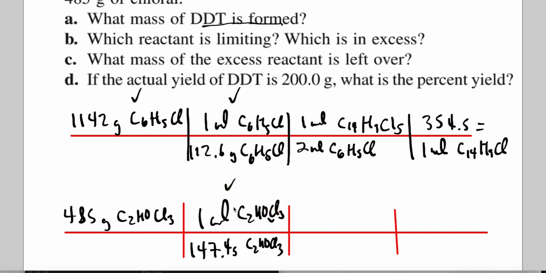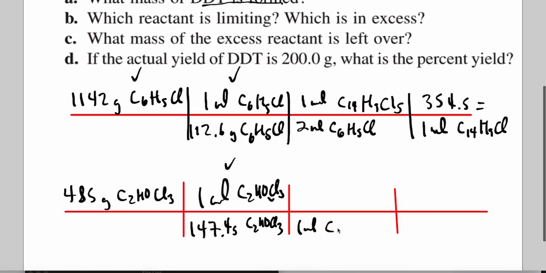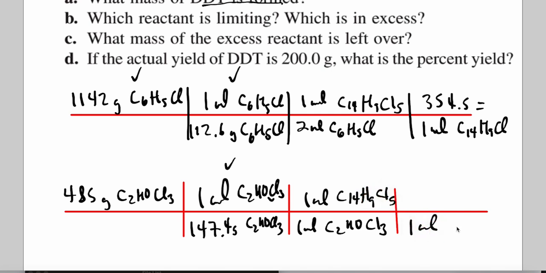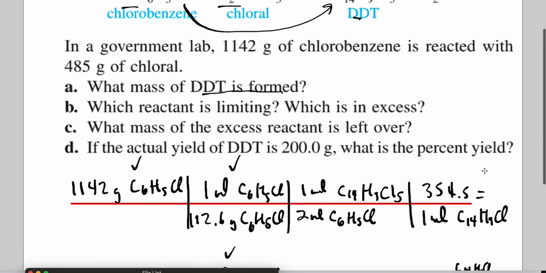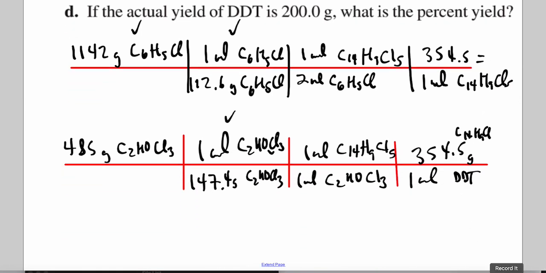Now I got moles in the upper part of the grid, so it's time to go 1 to 1. So 1 mole of chloral, C2HOCl3, is going to be equal to 1 mole of DDT, C14H9Cl5. And then we said 1 mole of DDT, I'm just going to write it for speed's sake, is equal to 354.5 grams of C14H9Cl5. Yeah, Cl5. There we go. I forgot the label there. My bad. All right, so I'm going to run it on my calculator.